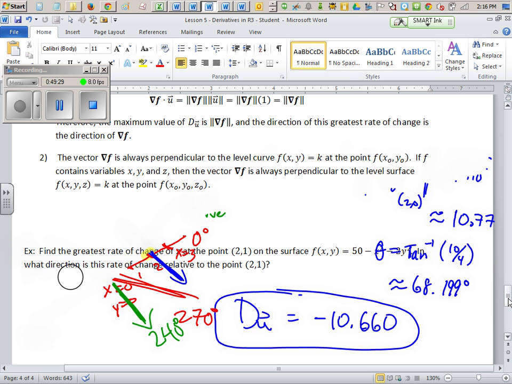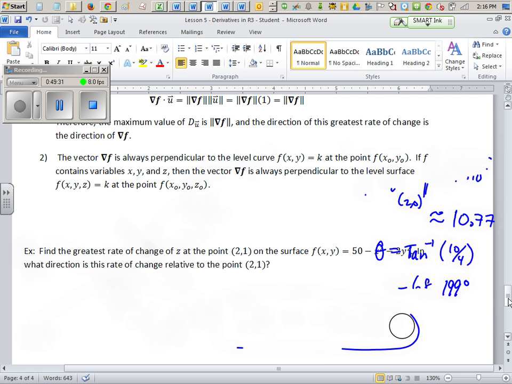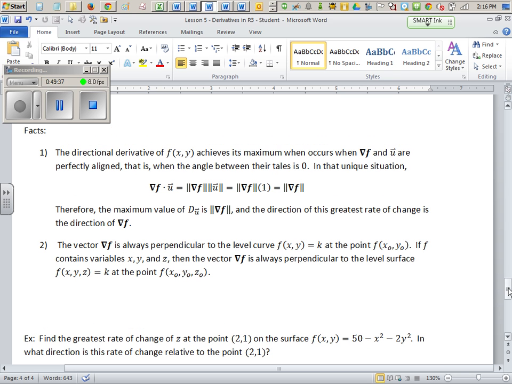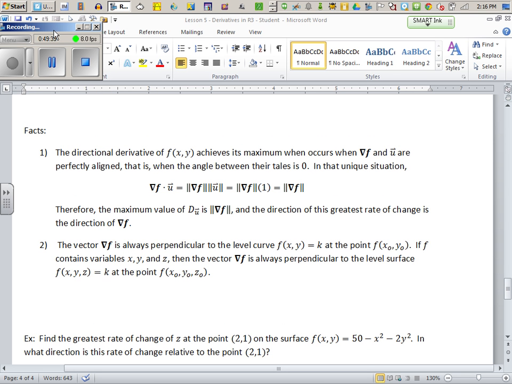But it restates the fact that grad F represents the steepest possible climb. That's what fact number 1 is saying. The directional derivative achieves its maximum, that means its steepest, when grad F and U are perfectly aligned and the hiker decides he's going to travel in the direction of grad F. That's going to be the steepest climb possible. Okay? Good proof for it, but you don't really need it.